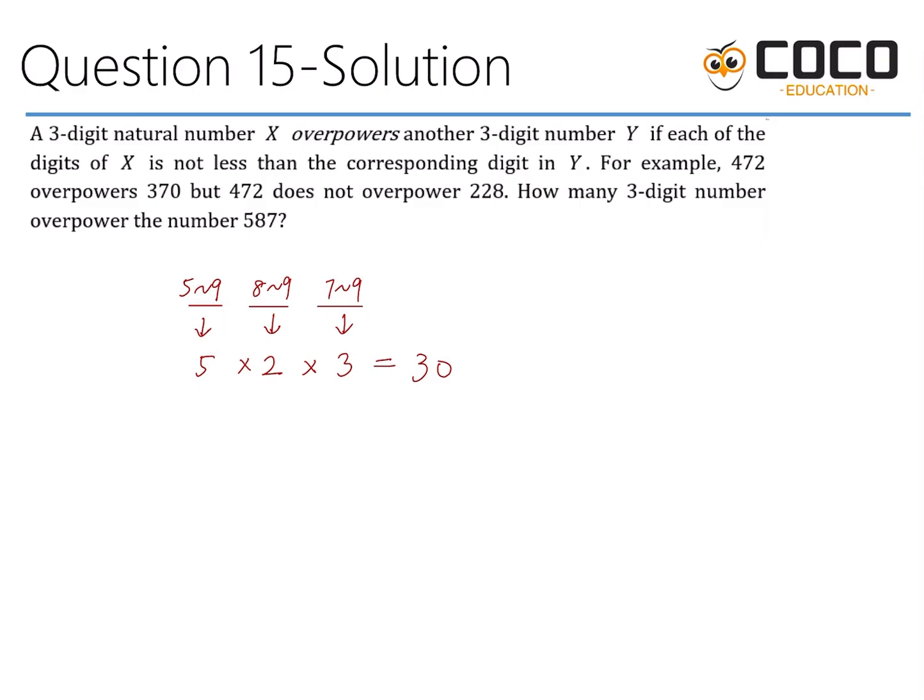But it says that this is another number. Right? So it means that the x and y are not the same. This has to be a different number. So out of these 30 numbers here, one of them is 587. We have to take out this number. So 30 minus 1. The answer is 29.